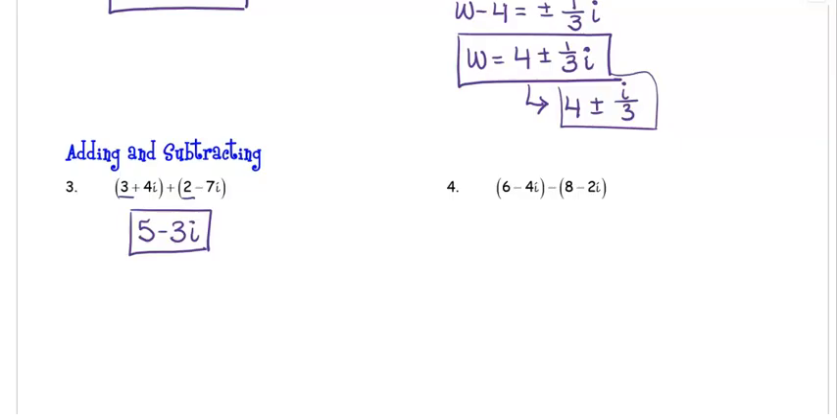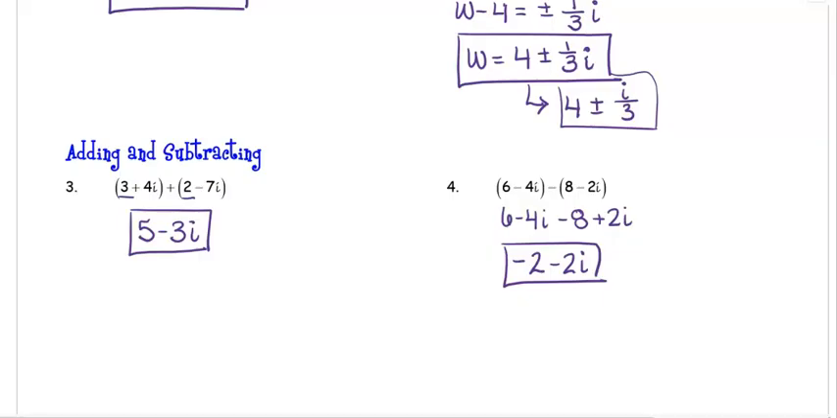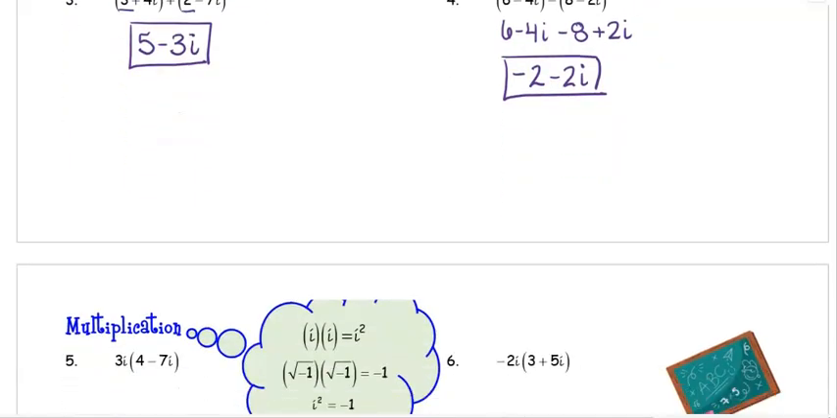Similar with subtraction, we're going to subtract the real and the imaginary parts. I'm going to first make sure that I distribute that negative sign there. So I'm going to see that this is minus 8 and then plus 2i. Well, 6 minus 8 is going to give me negative 2. And then negative 4i plus 2i is going to give me a minus 2i. All right, so when we're adding and subtracting, it's just like combining like terms.